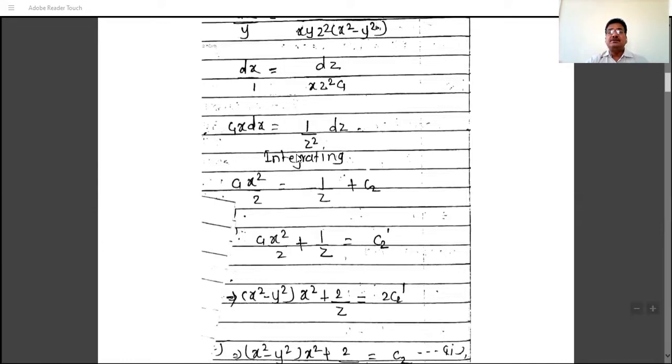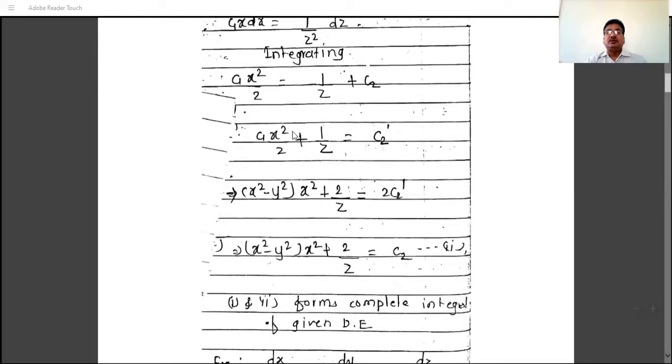The integration of 1 by z square is what? Minus 1 by z. Or shift this z square to the numerator, that is, it is z raised to minus 2. And the integration of z raised to minus 2 is what? z raised to minus 2 plus 1 divided by minus 2 plus 1. Then again we have the answer minus 1 by z.